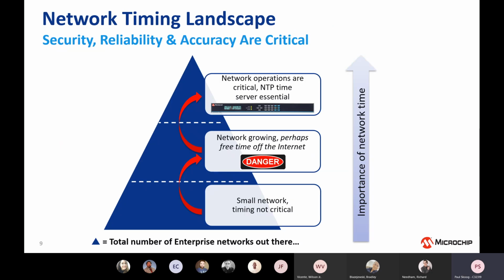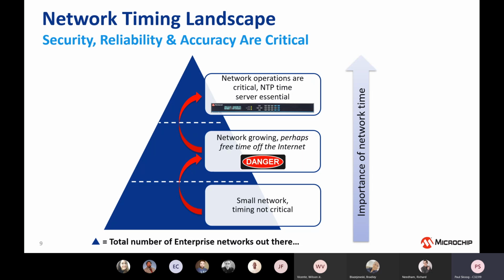So as we go along, let's swing back around to the process that customers go through when it comes to timing. If you look at the triangle there, let's say that just represents all the enterprise networks that are out there, and there's a lot of them. The lower part of that triangle there are small networks. Timing's not critical, and that's probably the vast majority of them, actually. They don't have very many servers. If something goes wrong, the logs aren't important anyways. They know where the failure was and so forth.